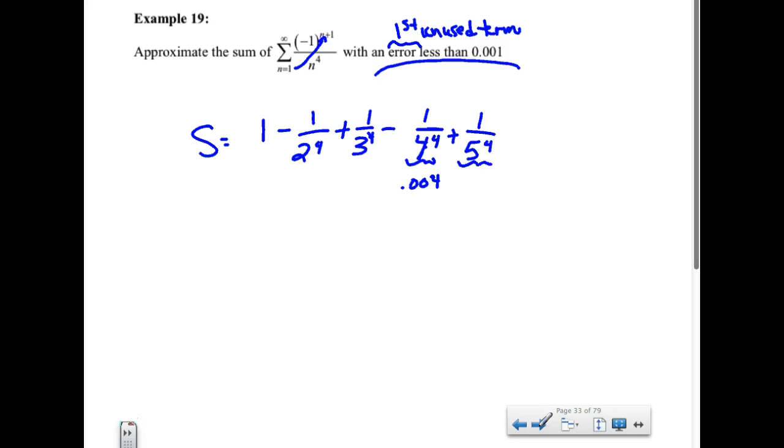Can somebody do that? This is what I call brute force. You just got to go try it until you get a winner. What's 1 over 5 to the 4th? I'll steal that. Thank you for being my calculator today. 0.0016, which I'll just round to 0.002, so still not good enough. So minus 1 over 6 to the 4th. I'm thinking this will be my winner. What'd you get for that one?